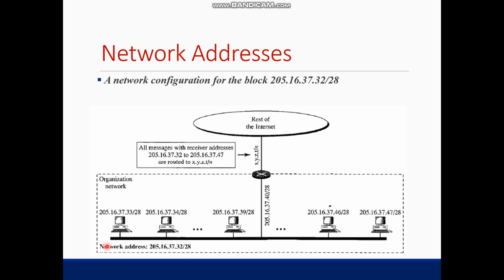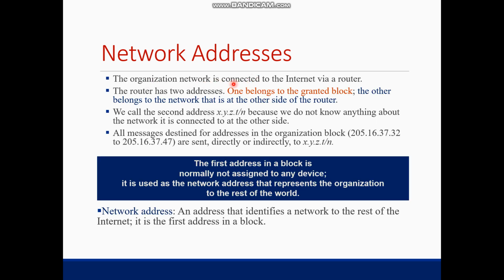It's going to be assigned as the network address, and the rest of the addresses are going to be given to the hosts. One of the IP addresses must be given to the other side of the router. This is very important, because all the messages which are received by this network or sent out from the network go through that IP address, and this organization doesn't know anything about that. The organization network is connected to the internet via a router, which was in the previous slide.